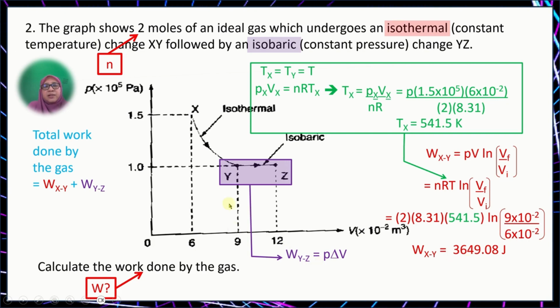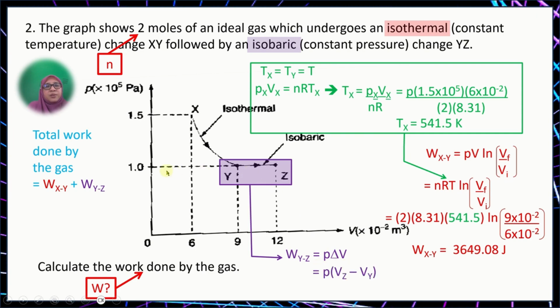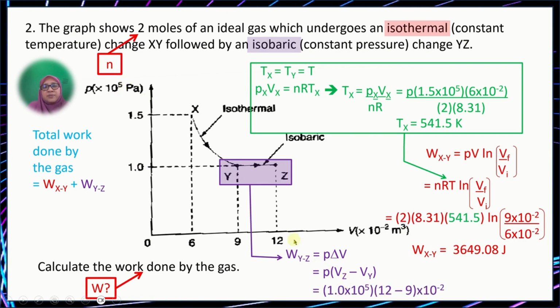So we calculate the work done Y to Z first. The work done is the area under the graph, so P times the change in volume. The P will be 1 times 10 to the power of 5 pascal, and then VZ 12 minus 9, times 10 to the power of negative 2 meter cube.